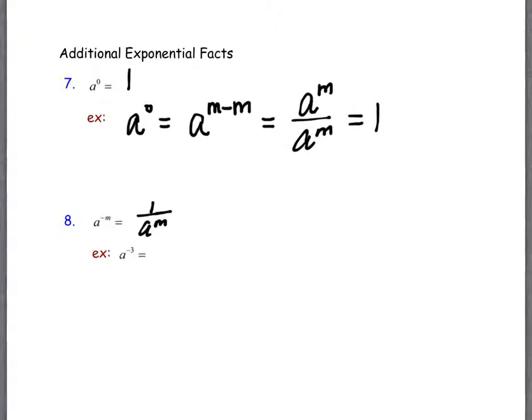Well, one way to understand why the negative does that is, how do we get a negative 3 exponent? Well, because it's 0 minus 3. Right? I mean, that's what negative 3 is. It's 0 minus 3. And if we follow the pattern that we just did on number 7 above, we could then write that as a to the 0 on top and a to the 3 on bottom. And then we know that a to the 0 is 1 with a to the 3 on bottom, so that negative exponent did in fact put it into the denominator.